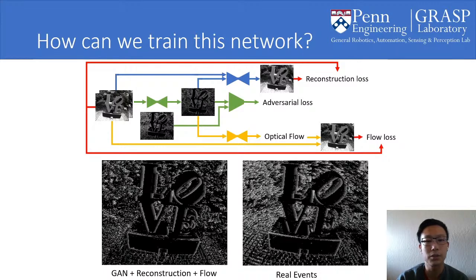In order to enforce this constraint, we apply a second discriminator, which is a pre-trained events-to-optical flow network. This network is trained to predict the motion between two frames or two points in time, given a set of events that occurred between those points in time.